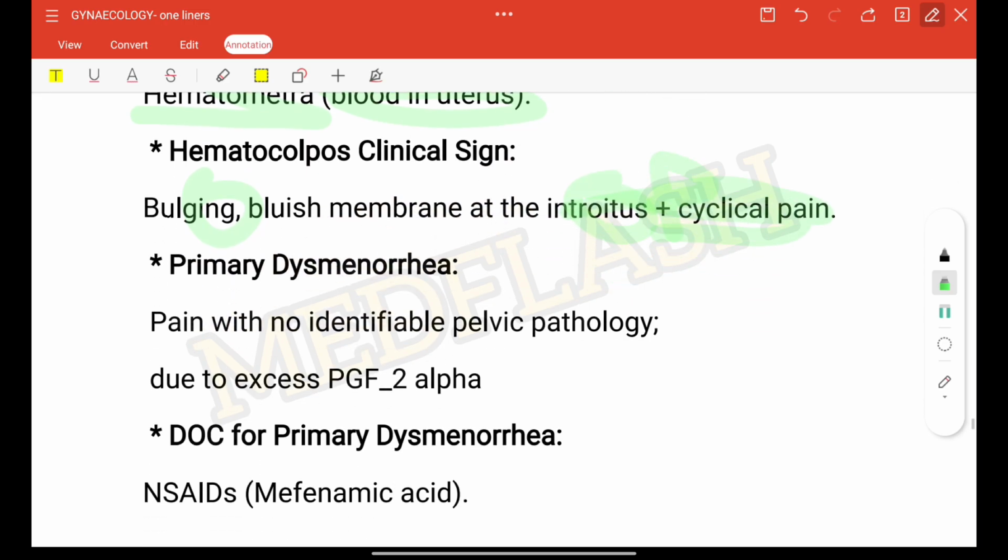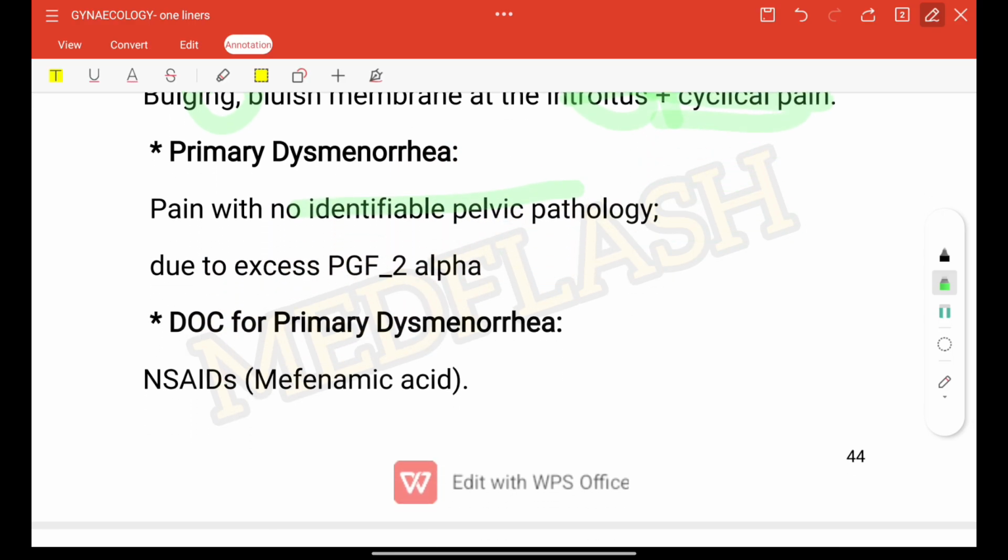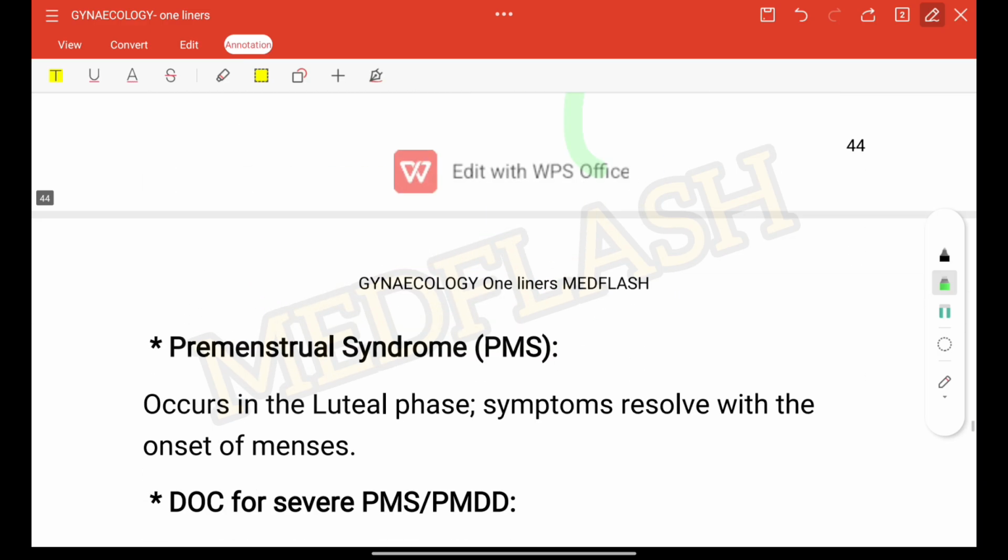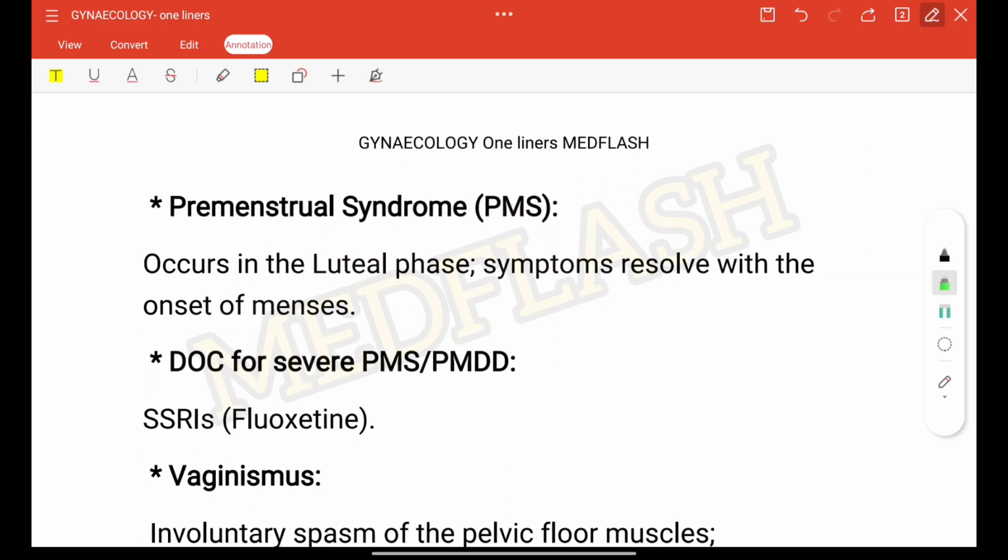Primary dysmenorrhea: pain with no identifiable pelvic pathology due to excess PGF2 alpha. The drug of choice for primary dysmenorrhea is NSAIDs like mefenamic acid. Premenstrual syndrome occurs in the luteal phase. Symptoms resolve with the onset of menses. The drug of choice for severe premenstrual syndrome is SSRIs or fluoxetine.